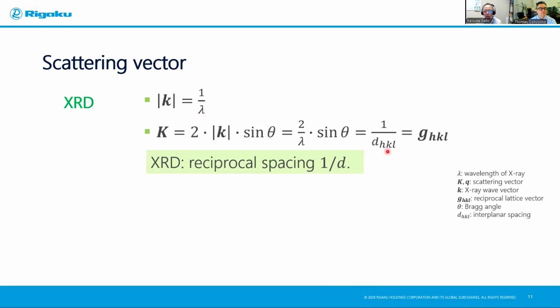So d_HKL is the interplanar spacing of the crystal, and HKL are the Miller indices. If the large K vector is equal to the small g_HKL vector, which is a reciprocal lattice vector, then we observe a diffraction signal. And the important parameter is the reciprocal spacing, 1 over d.